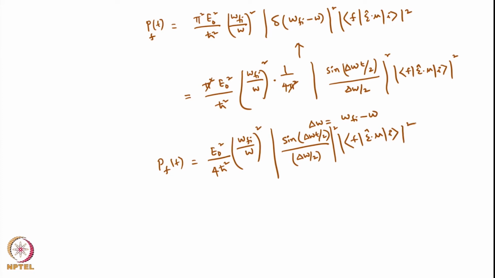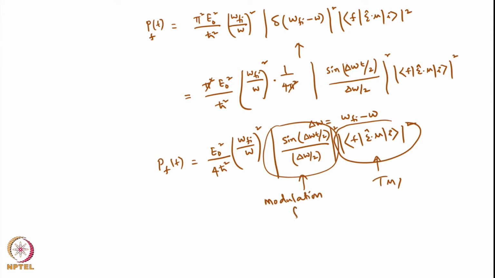Now you can see the probability of a transition or an absorption from initial state to final state will depend on this transition moment integral and will get modulated by this function. So this is nothing but TMI, transition moment integral, and this is nothing but your modulating function. I will come back to what modulation function really means, but just for a minute let us keep it and look at it.